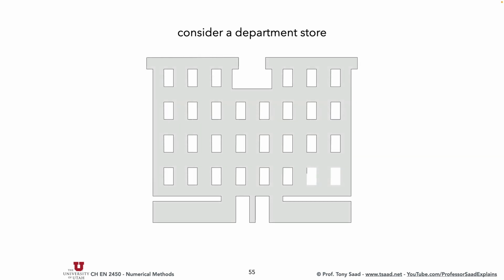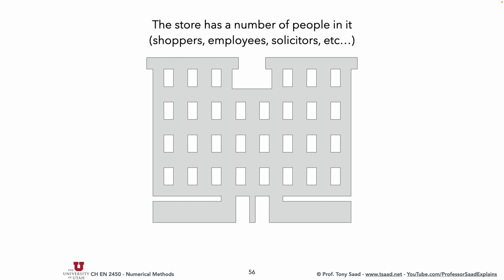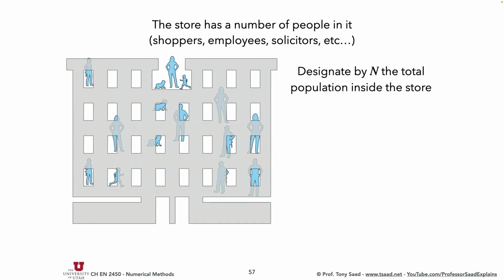I'm going to consider a department store, Macy's, Nordstrom, whatever, a department store. Now, the store has a number of people in it: shoppers, employees, solicitors, etc. There's a bunch of people, some babies, kids running around, just people hanging out at different levels of that store. We're going to designate by N the total population inside the store. So N is the number of people inside that store.